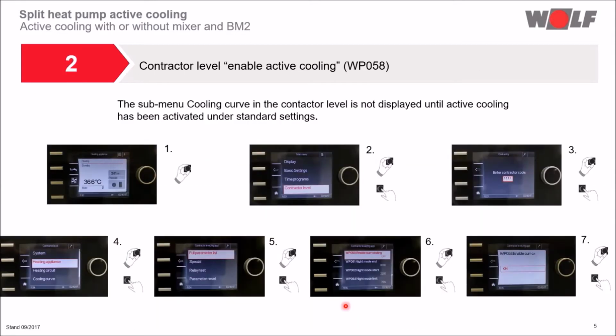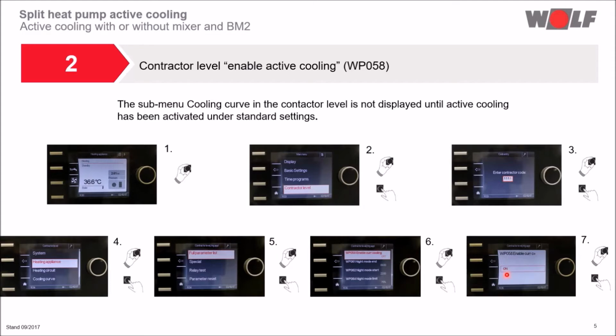Then we activate the heat pump parameter WP58 enable active cooling. From the main menu, we enter the contractor level. Therefore, you need the contractor level code 1111. We select heating appliance and in the second step, the full parameter list. WP58 enable active cooling must be activated and the entry confirmed.